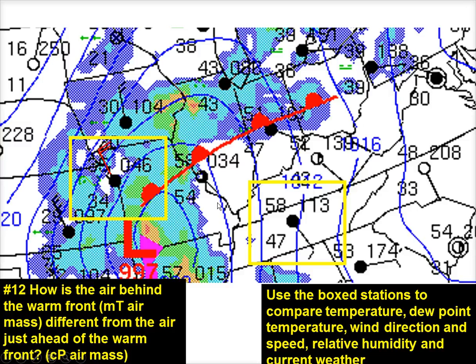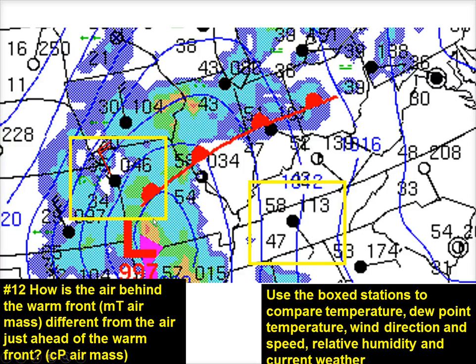And the other thing is that the wind direction is different on both sides of the front. Here, the wind direction is from the northwest, and here it is from the southeast. So when a front passes, we get a significant change in wind direction.